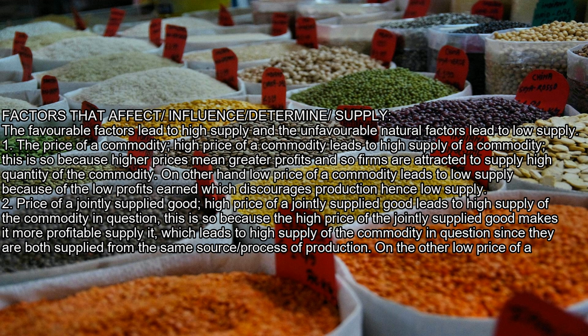Factors that affect / influence / determine supply. The favourable factors lead to high supply and the unfavourable natural factors lead to low supply. 1. The price of a commodity. High price of a commodity leads to high supply of a commodity. This is so because higher prices mean greater profits and so firms are attracted to supply high quantity of the commodity. On the other hand, low price of a commodity leads to low supply because of the low profits earned, which discourages production, hence low supply.